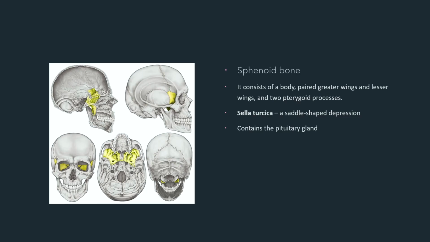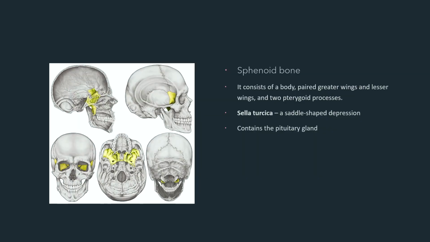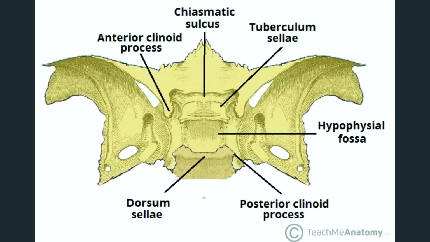The next bone, the sphenoid bone, is an unpaired bone, and it consists of a body, paired greater wings and lesser wings, and two pterygoid processes. It is a hollow bone separated by a septum, and a highlight of this bone is that it forms part of the orbit, and it has the sella turcica, a saddle-shaped depression that accommodates the pituitary gland, and it also has the chiasmatic groove, a sulcus formed by the optic chiasm.